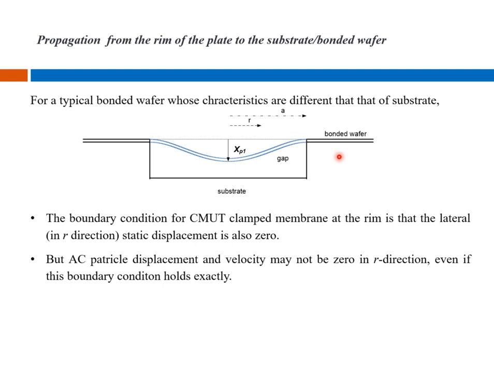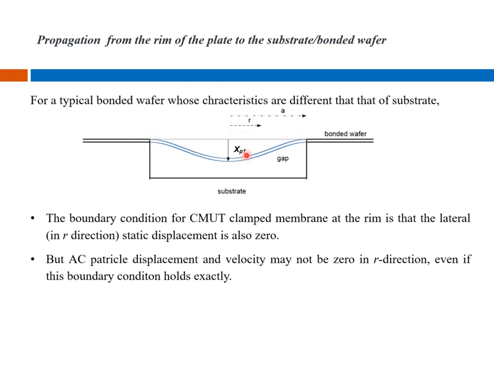Well, they have their own crystallographic constraints, but what is going to move are the meshes or the finite volumes of the glass, which are going to counterbalance those vibrations, and counterbalancing those vibrations in the reaction, they're going to move, okay, because they're going to have dispersive pressure and shear waves. So the AC particle displacement and the velocity may not be zero in the lateral R direction, even if the boundary condition exactly holds. So what I'm saying is that for static displacement, there is no displacement at the rims, okay?